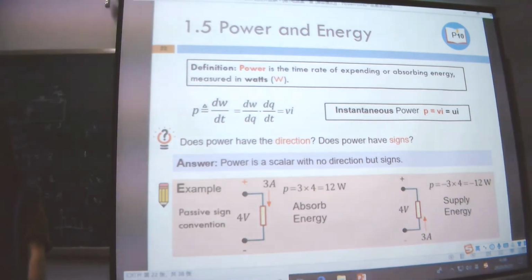In this selection of reference direction, for voltage we select the positive side here, and for current we select the arrow as the reference direction. This kind of selection is called the passive sign convention. The current goes inside from the positive side. Passive sign convention is generally for passive elements. Do you know the definition of passive elements? Do you know passive elements?